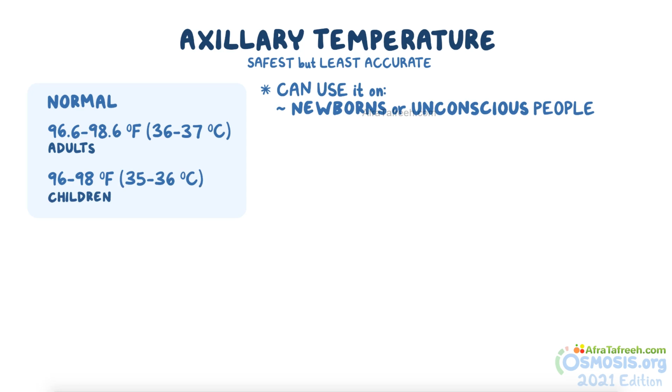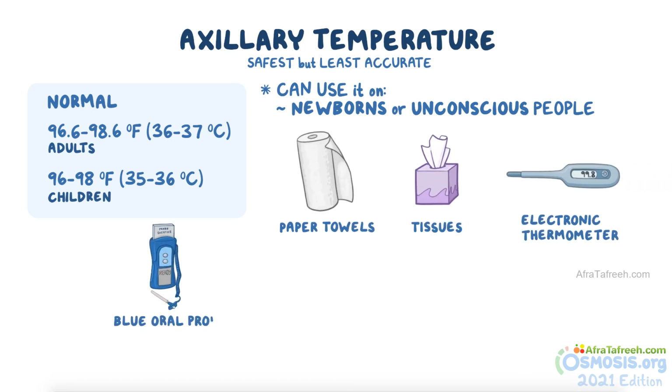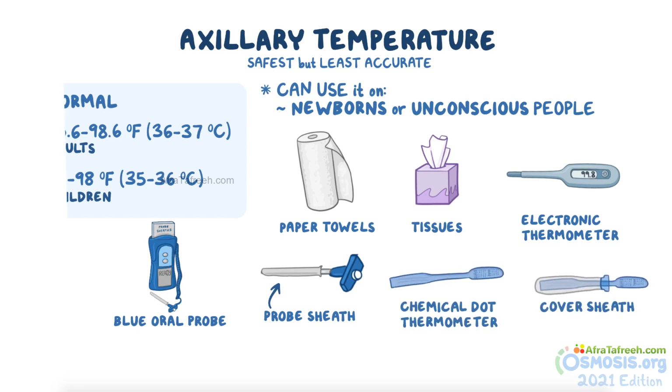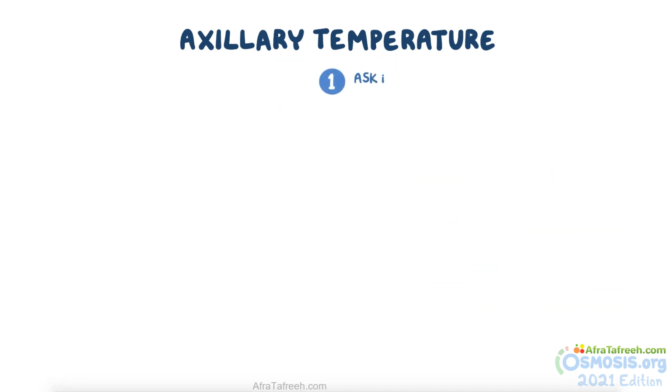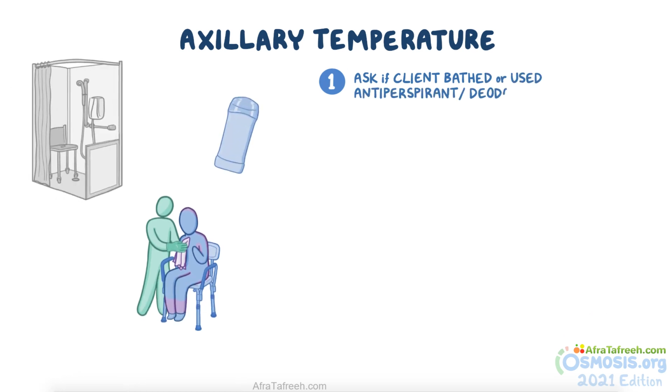Gather the supplies you'll need, including paper towels and tissues, an electronic thermometer, a blue oral probe, and a probe sheath. Here, you can also use a chemical dot thermometer along with a cover sheath. So, start by asking the client if they have bathed or used an antiperspirant or deodorant in the past 15 minutes. If they have, wait 15 to 30 minutes before proceeding.